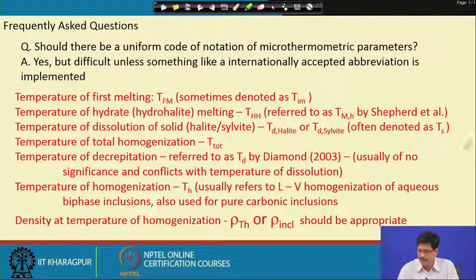In some literature you will observe that this is being referred to as TS, as temperature of solution, but generally it would be preferred that it should be represented as TD. And the temperature of total homogenization in case of an aqueous carbonic inclusion is T total, which is used by the majority of the publications. So, these are the things being discussed, because of the reading that has to be done by a person doing fluid inclusion work by referring to many books.